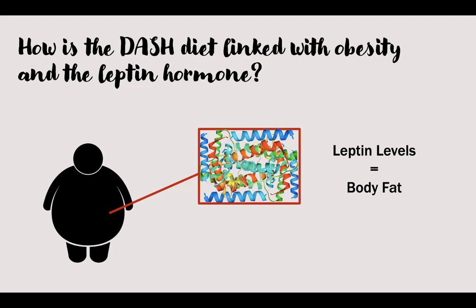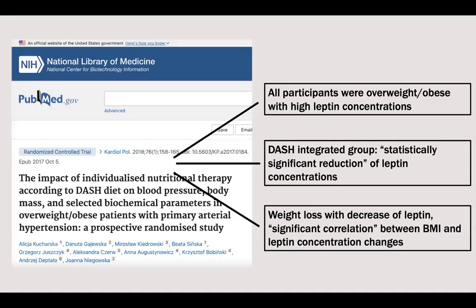The DASH diet can potentially help lower leptin levels in people who are overweight or obese. A prospective randomized study was conducted to look at the impact of the DASH diet on blood pressure, body mass, and selected biochemical parameters in overweight and obese patients. All the participants were obese or overweight with high leptin concentrations. In the DASH integrated group of the study, there was a statistically significant reduction of leptin concentrations in the results. The study also found weight loss in the results with a significant decrease of leptin and a significant correlation between the BMI and leptin concentration changes.